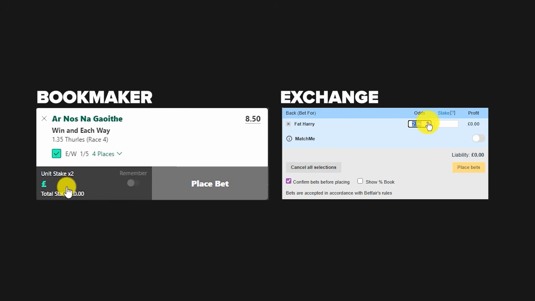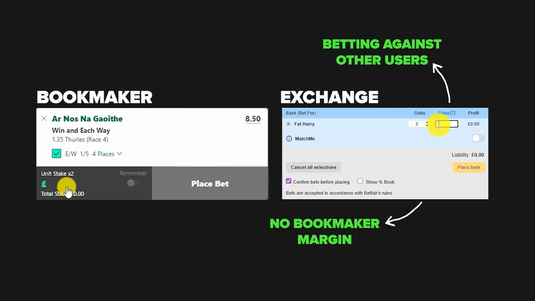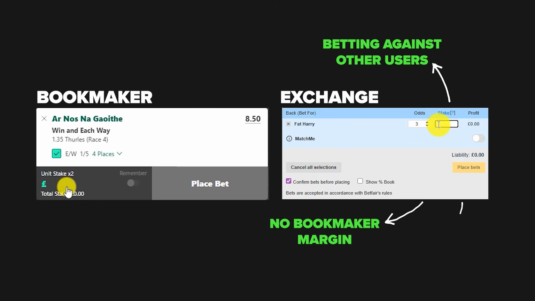However, on a betting exchange, there's no bookmaker margin. You're betting against other users with no margin. And this is why, mathematically, prices are nearly always better on an exchange, regardless of which one you use. If you're having trouble knowing which ones are best, there's a written article in the description down below.